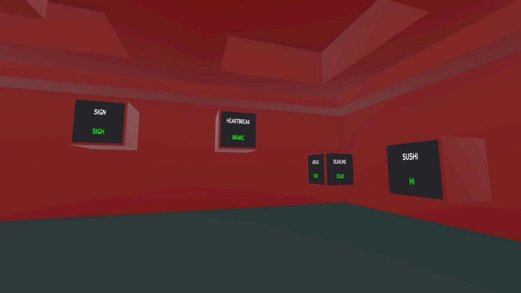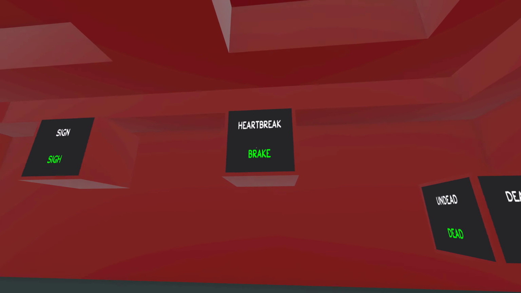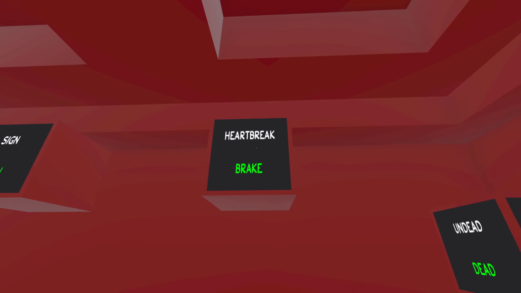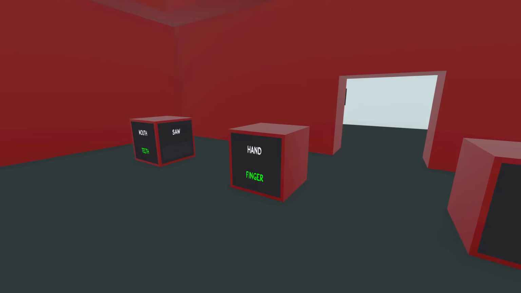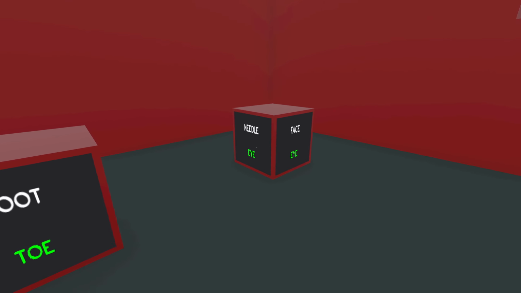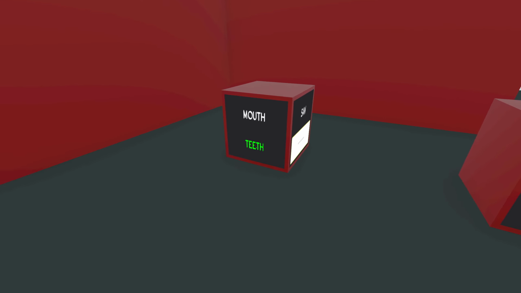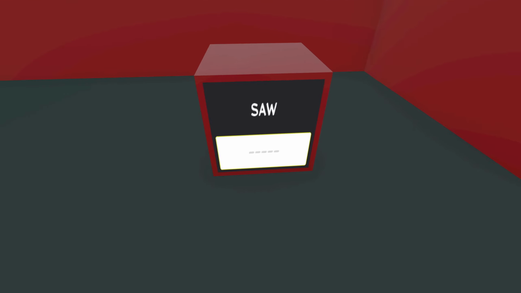So, this is a word hidden in a word. This is part of the word that sounds like another word. So what's this? Hand, finger, foot, toe, needle, eye. It's always smaller. Mouth, tooth, or teeth, saw. What's smaller than a saw?